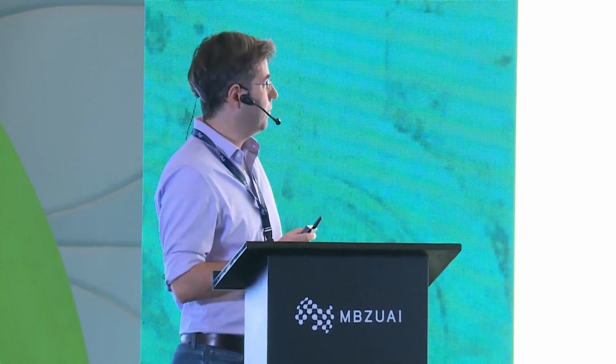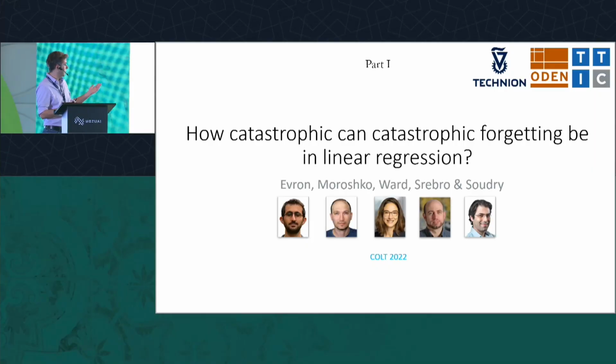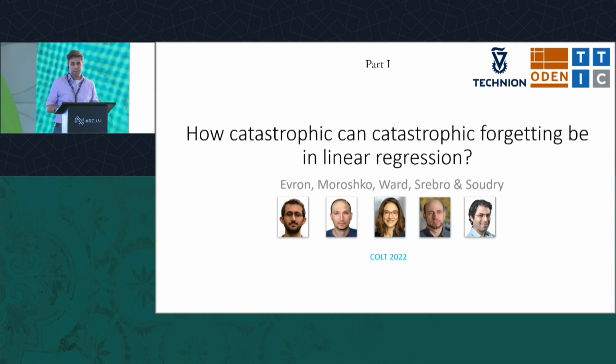Pleasure to be here. And as Sam said, I will talk about two different subjects. The first is joint work with my student Itai Evron, postdoc Edward Moroshko, and collaborators Rachel Ward and Nati Srebro. And we're asking how catastrophic can catastrophic forgetting be in linear regression. Okay, so this will be the first part of a two-part talk.